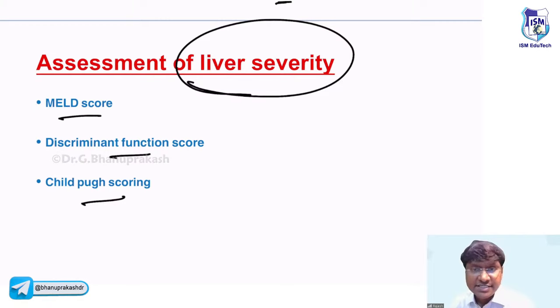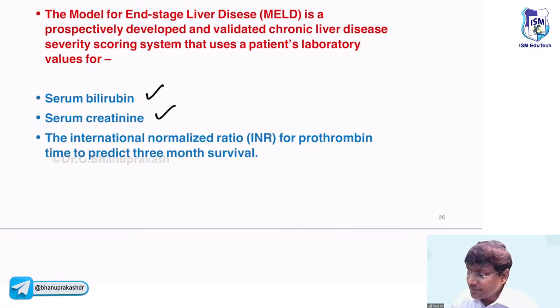What is that? First is the MELD score. What is MELD score? Model for End-stage Liver Disease. There are three parameters in this. What are these three parameters? That includes bilirubin, creatinine, as well as the INR. And a very important confusing option that you will be given in your four options is albumin. Right?